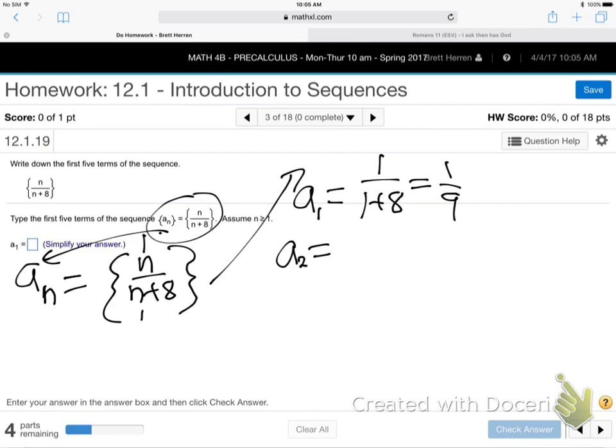How do we do that? Plug in a 2. Now I'm going to plug in 2 for n in the formula. You just keep plugging. It's like plugging in for x in a function. So 2 over 2 plus 8. What is that? 2/10. Reduce that, 1/5.